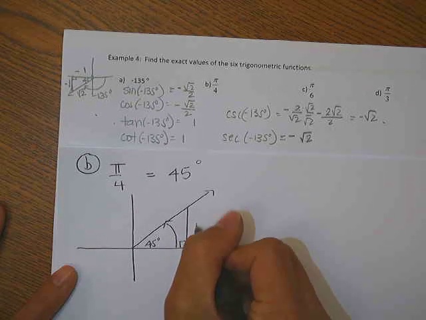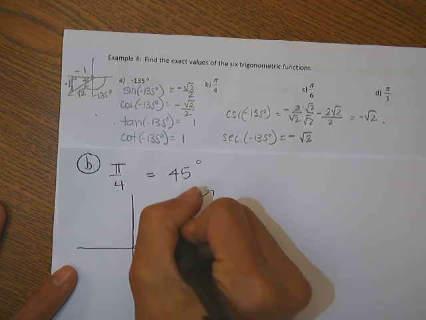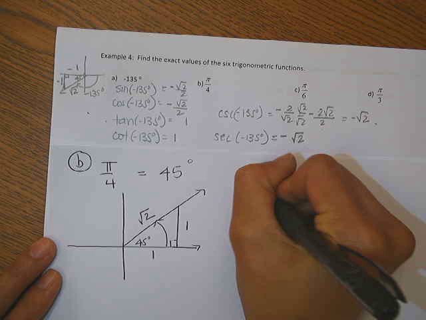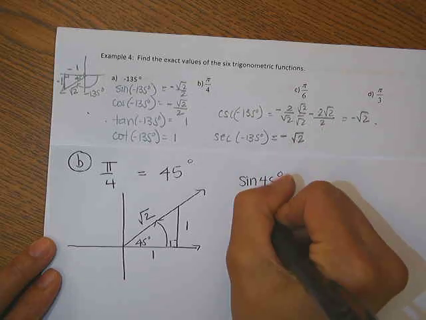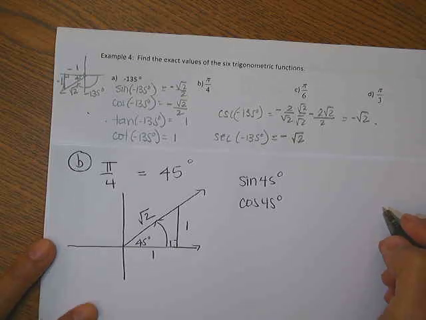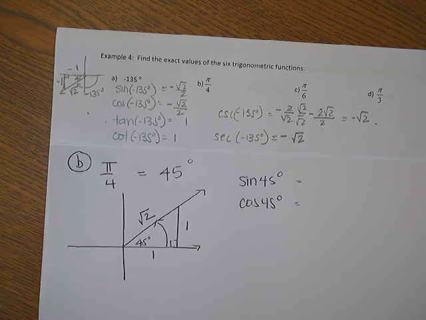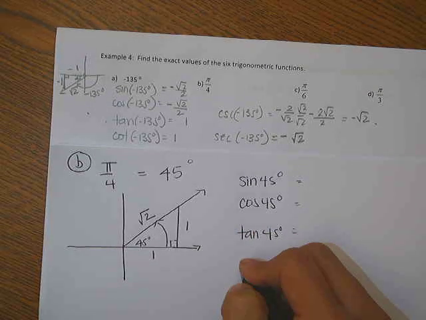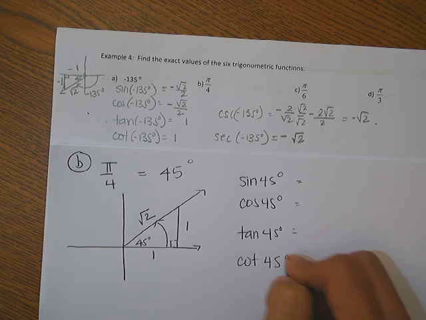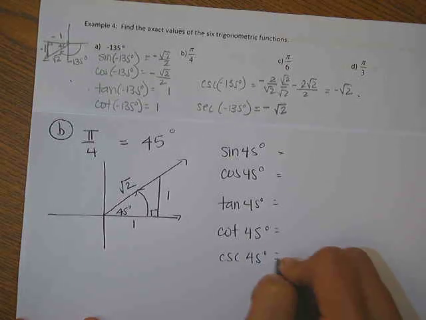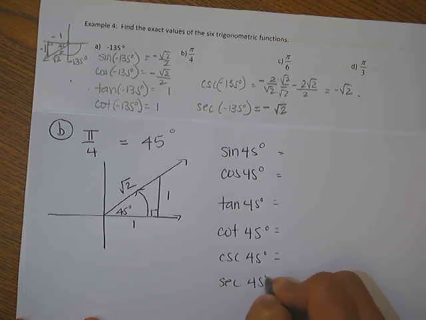In a 45, y is 1, x is 1, and hypotenuse is rad 2. So let's find our sine of 45 degrees, cosine of 45 degrees, and you might have to do this on the back, or just take out a blank piece of paper and then just staple it behind this. Tangent of 45 degrees, cotangent of 45 degrees, cosecant of 45 degrees, secant of 45 degrees. 1, 2, 3, 4, 5, 6, all right, we got all 6.